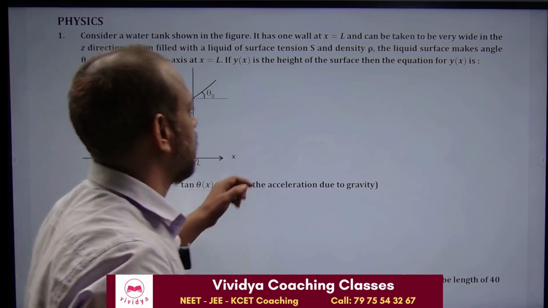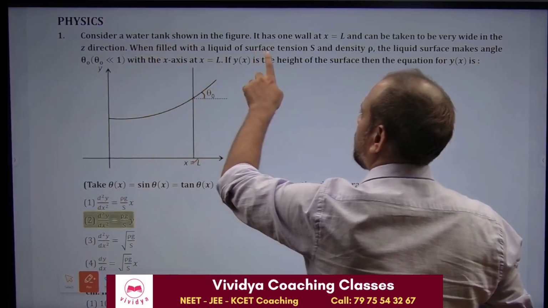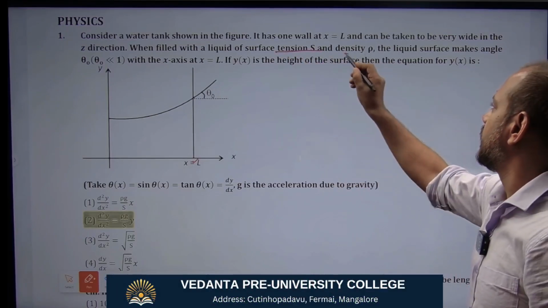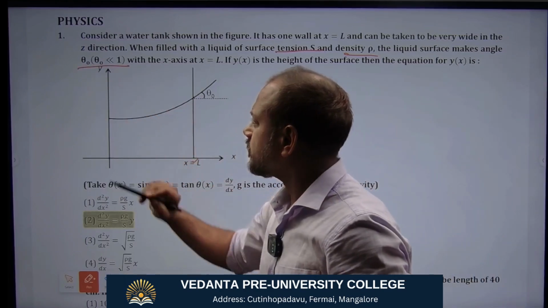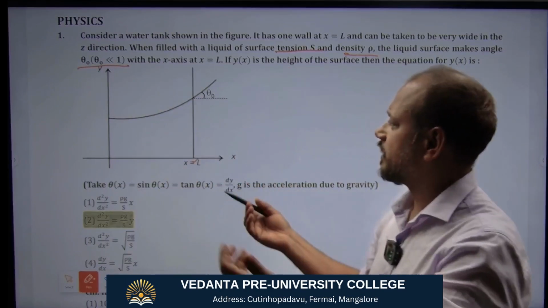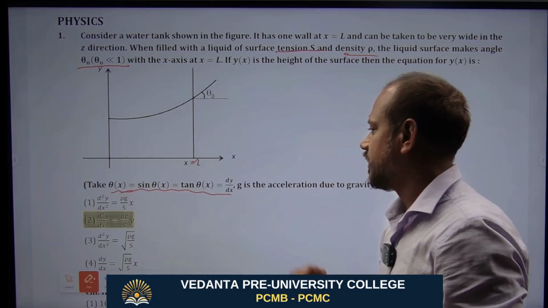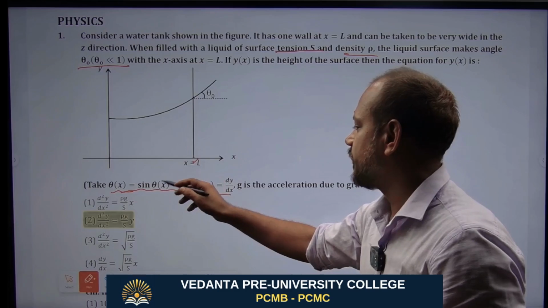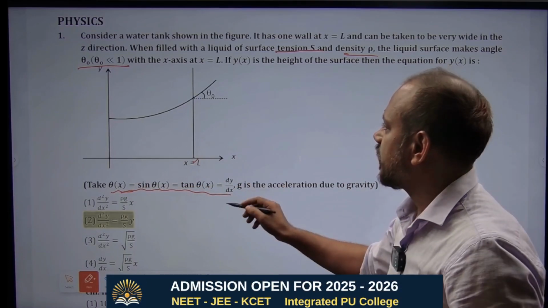Now let us see what is given. It can be taken to be very wide in the z direction, when filled with liquid of surface tension S, so this is the value of surface tension, and density rho. The liquid surface makes angle theta naught very much less than 1. So we can consider it to be small, and for a small angle you know this approximation, right? But they have explicitly mentioned it here, no problem. So sine theta can be considered as good as theta, as good as tan theta, and that is our dy by dx.